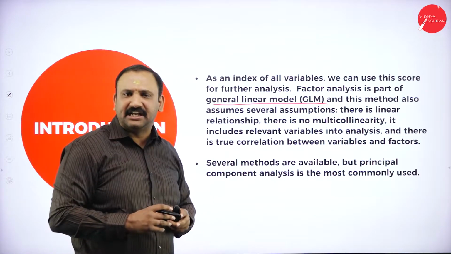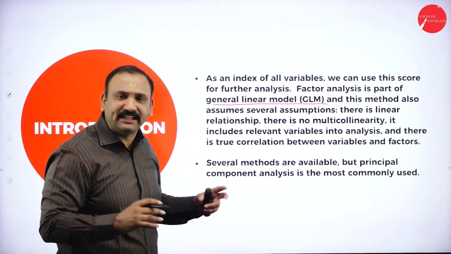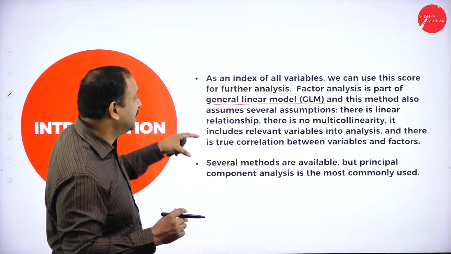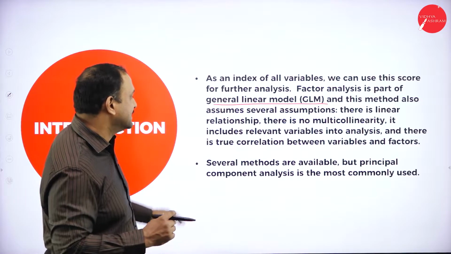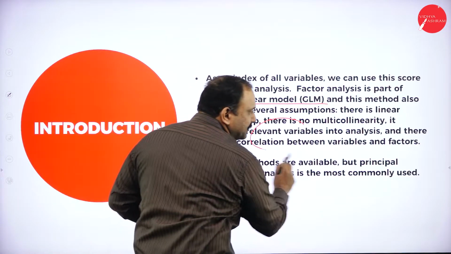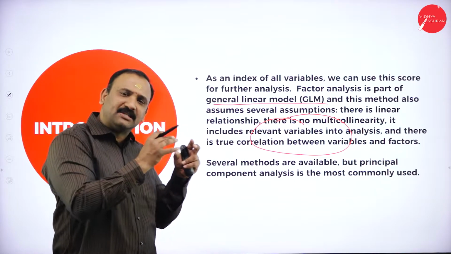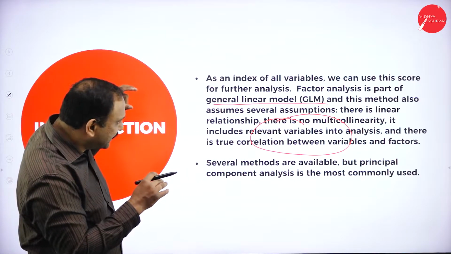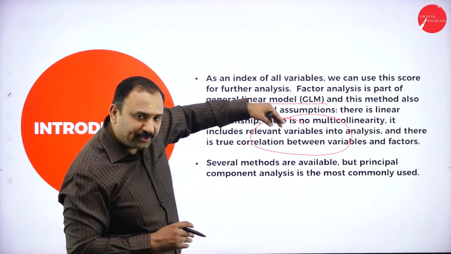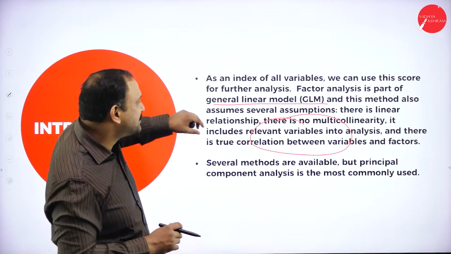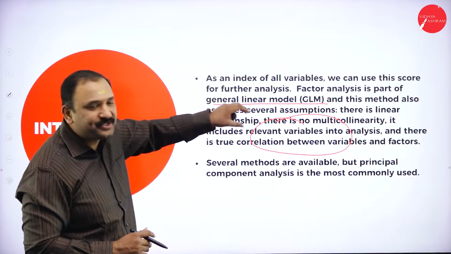There is a linear relationship, no doubt about it. There is no multi-collinearity, so there are no multiple factors overlapping there. It includes relevant variables in the analysis, and there is a true correlation between the variables and factors. Now look into it. The way it has been spoken about is that this will try to understand the general linear method, which also makes several assumptions.